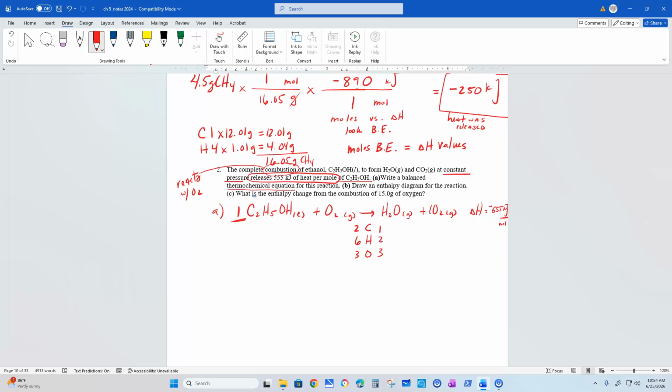Well, I need to keep this coefficient of 1. So I'm going to double my carbons. So now I have 2. My oxygens, I have 2 times 2 is 4, plus the 1, which is 5. Okay. Let's go after fixing the hydrogens. So with hydrogens, I'm going to put a 3. Now I have 6. Now if I count up my oxygens, I have 4 right here, plus the 3. So now I'm at 7.